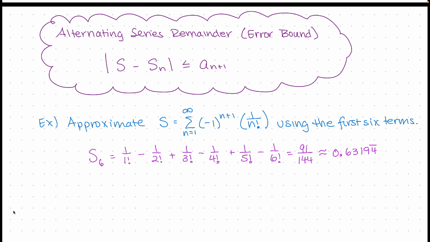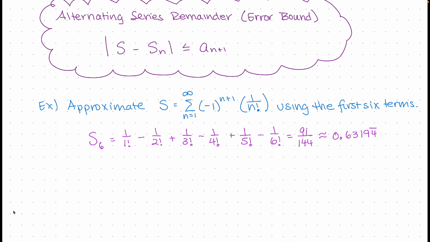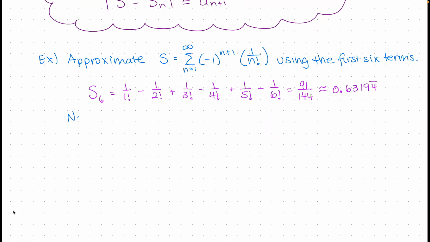Now that's not the actual sum, that's just adding the first 6 terms. But how close are we to the actual sum if we could add an infinite number of terms together? Why, that's what the remainder tells us. So now, find an interval that S, the actual sum, must lie in.